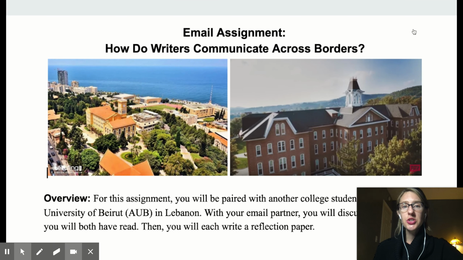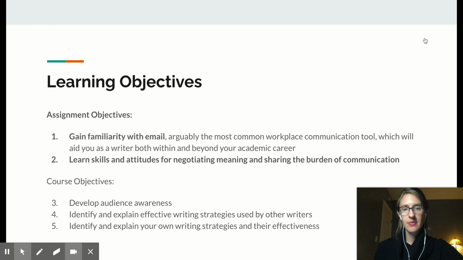So in order to do this, the assignment that I designed with a colleague from the American University of Beirut in Lebanon had students from Lebanon and from Indiana University of Pennsylvania, where I was teaching at the time, partner and write to one another via email. And on the screen here, we just have pictures of the different universities.